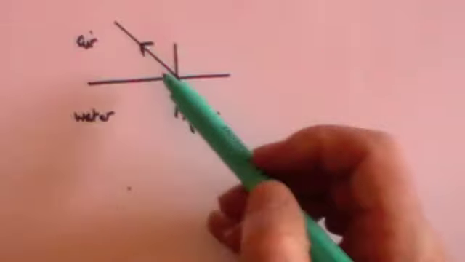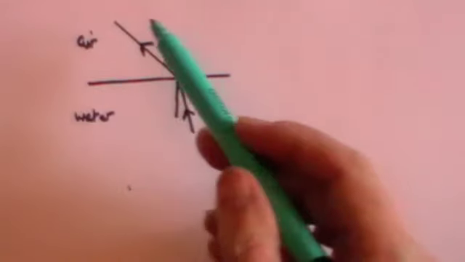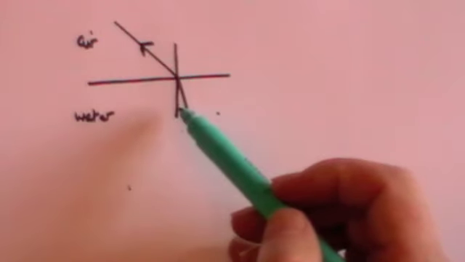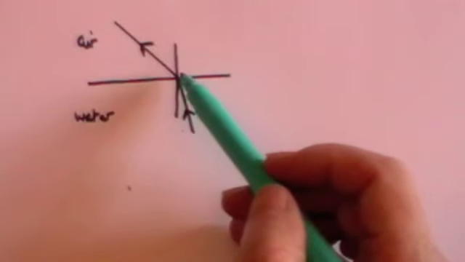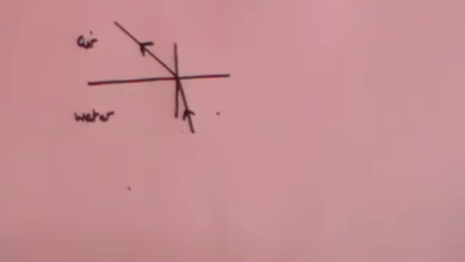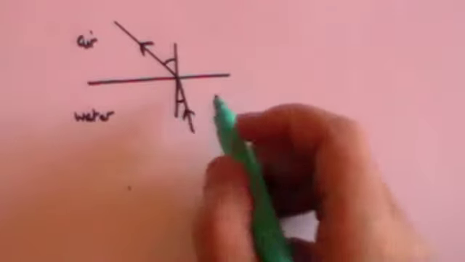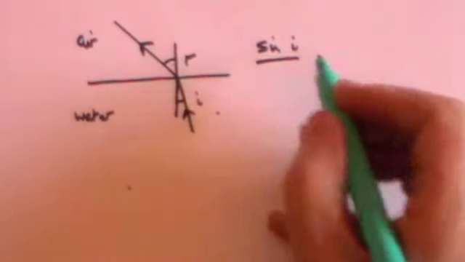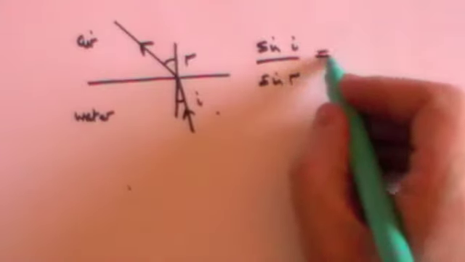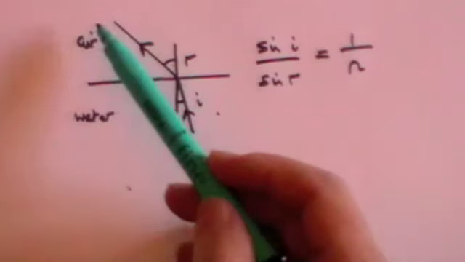So when light is coming from a less dense medium to a more dense medium, from say air to water, it bends towards the normal. When light is going from a more dense medium, such as water, to a less dense medium, such as air, it bends away from the normal. And now, of course, the angles are reversed. This is now the angle of incidence, and this is now the angle of refraction. And in these circumstances, the sine of the angle of incidence divided by the sine of the angle of refraction is 1 over the refractive index, because we're now going the other way.